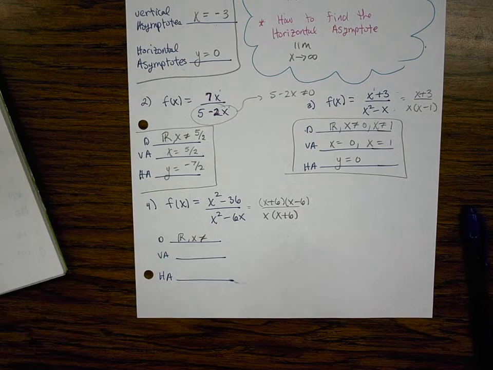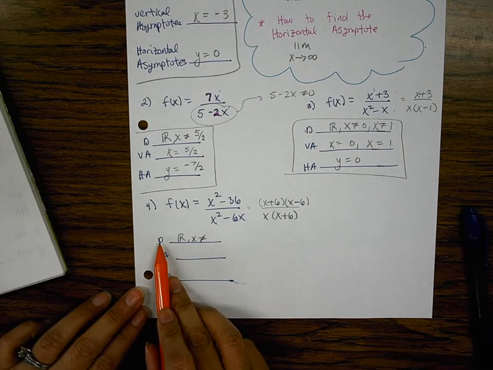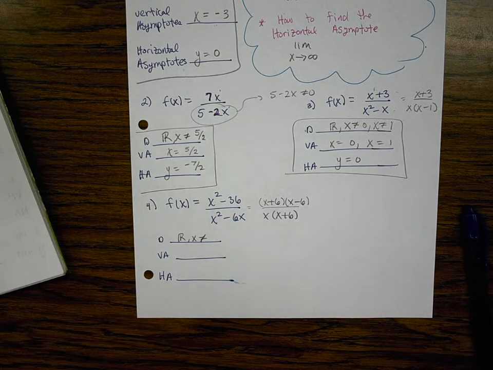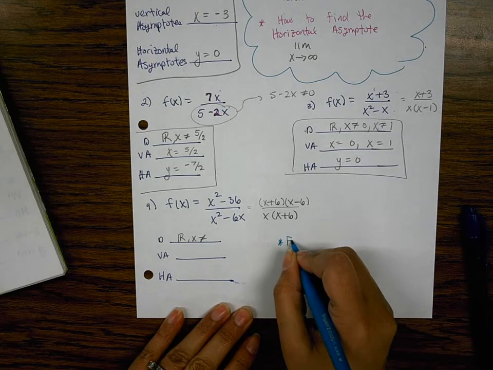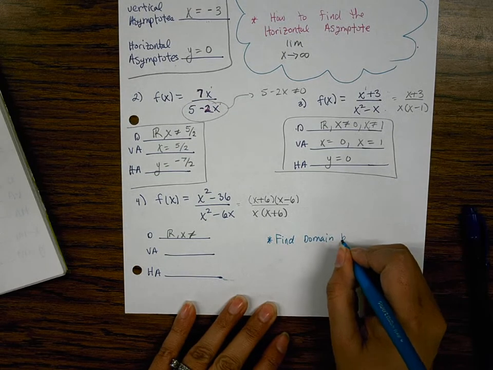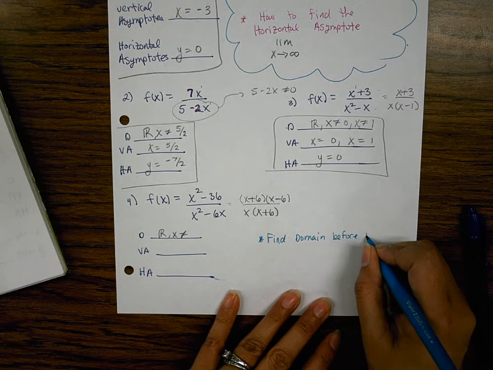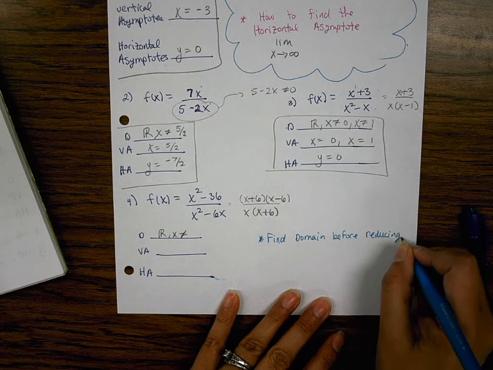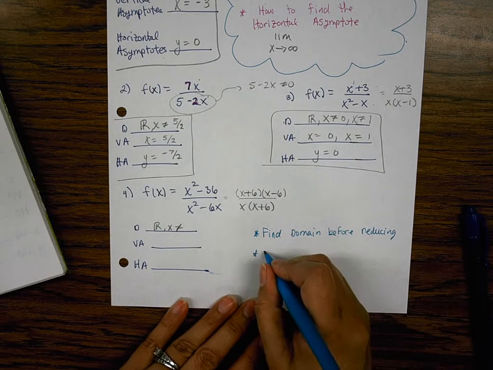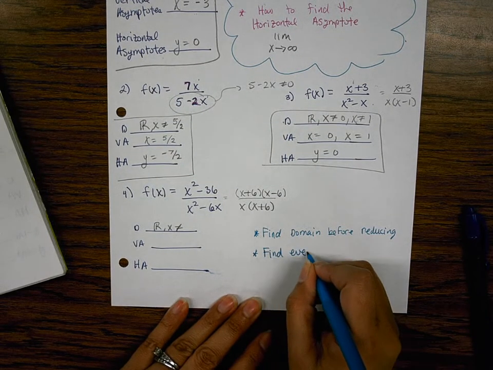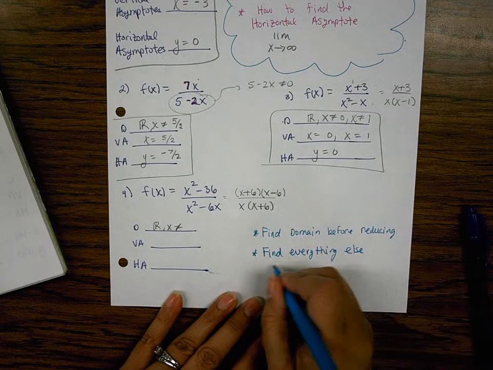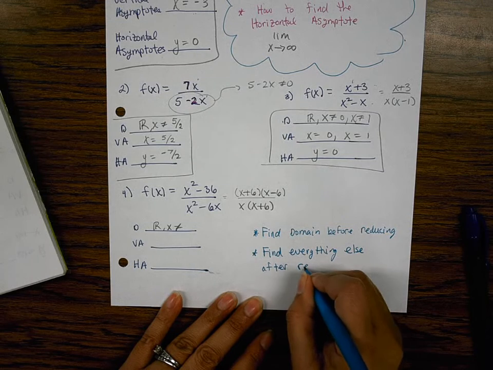But before you reduce, this is where these two do not always end up the same. You find your domain before you reduce, and you find your asymptotes after reducing. Let's write that down. Okay, what did we say? Find domain before reducing, and then we find vertical, we find everything else after, not just vertical, but everything else. Find everything else after reducing.